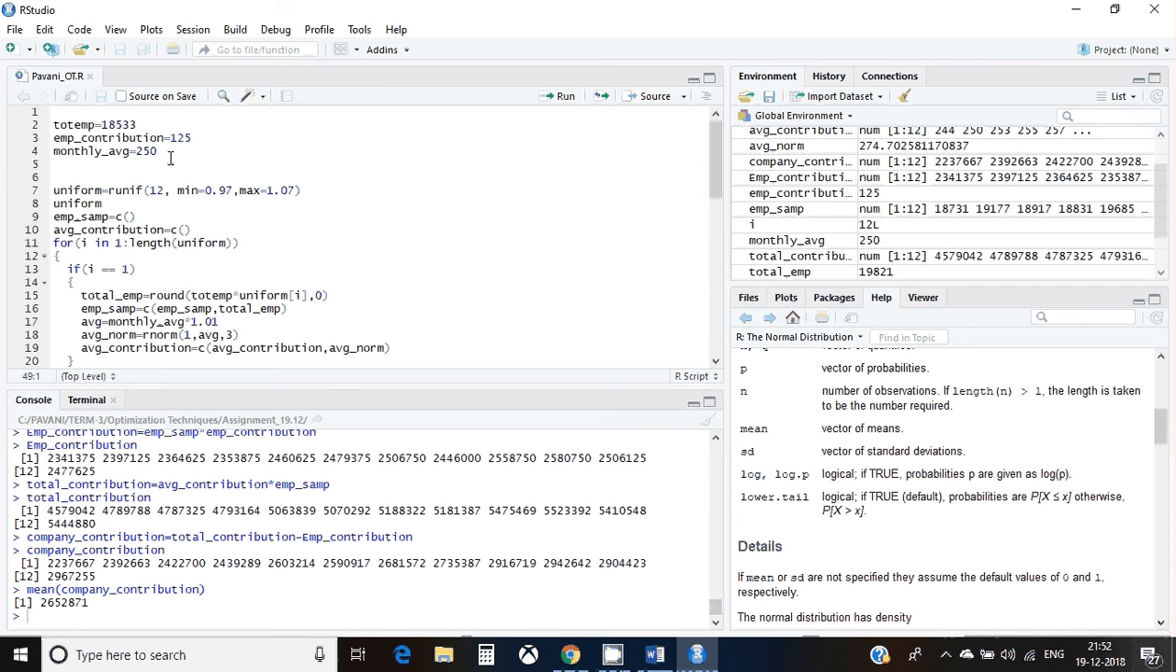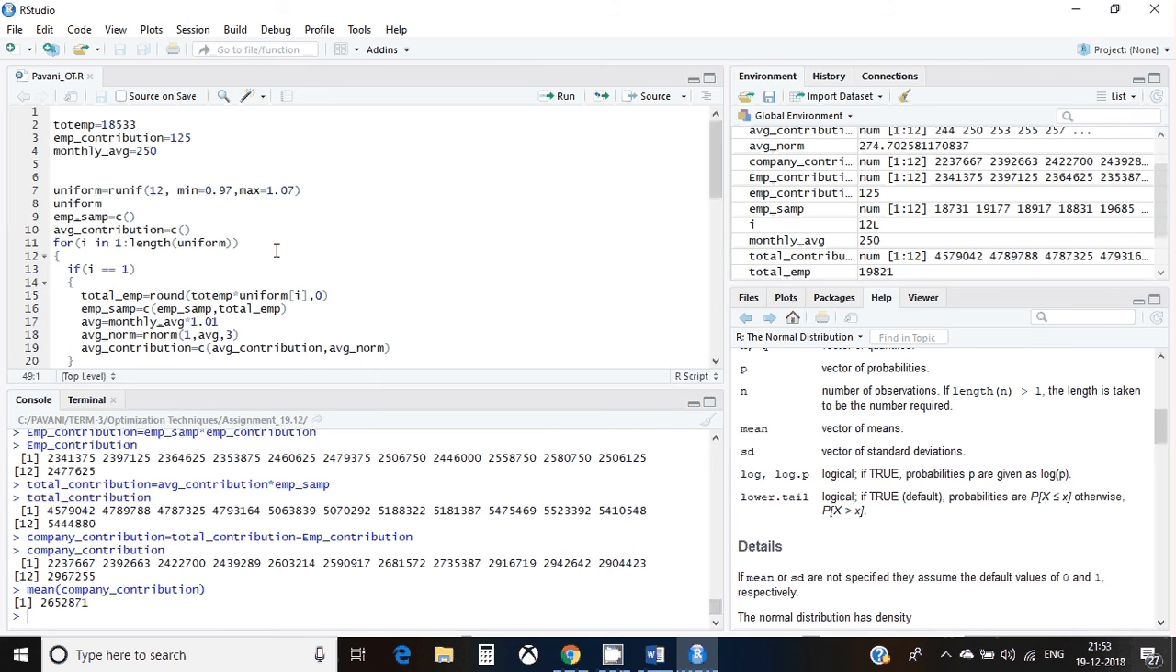Change in number of employees covered from month to month vary uniformly between a 3% decrease and a 7% increase. We need to generate a uniform distribution, and we are trying to analyze for the coming 1 year, that is 12 months. So we generate 12 values with a minimum value of 0.97, which indicates 3% decrease, and a maximum value of 1.07, which indicates 7% increase.